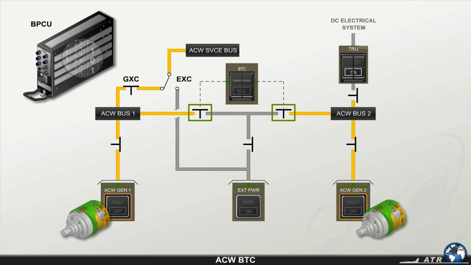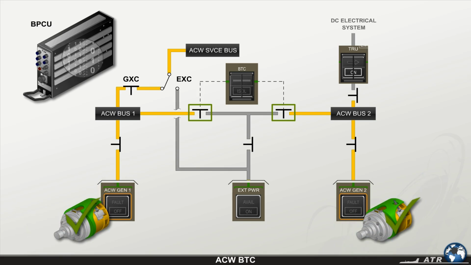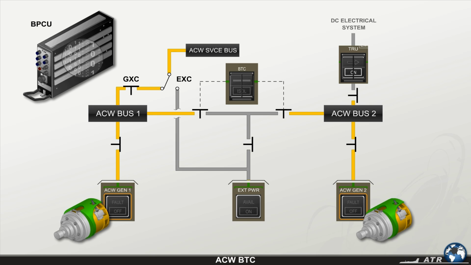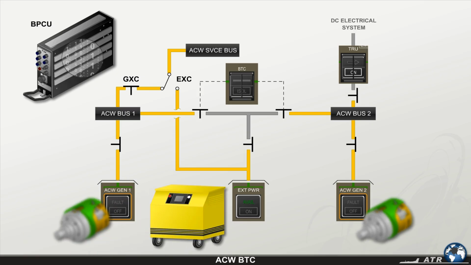If both AC wild generators are operative and all network parameters are normal, both contactors are in the open position and each AC wild generator supplies the respective buses. The AC wild bus power control unit commands both AC wild bus tie contactors to close simultaneously if the system is powered by an external power unit.